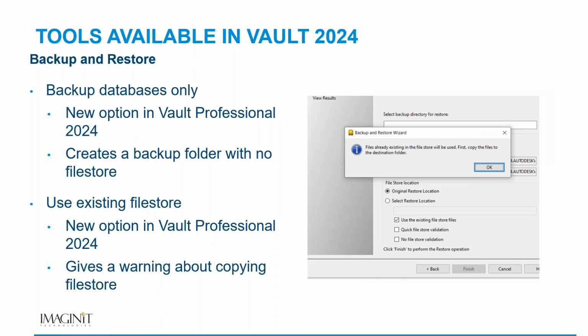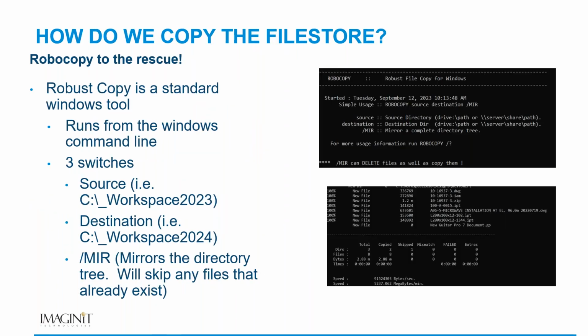So talk about copying the file store. How do you copy the file store? There's a tool called Robocopy. If you have not used it, it's a fantastic tool. It runs from the command line. And basically I can say we're going to copy, there are 3 switches that we can run this with. I'm going to copy from a particular source to a particular destination and /mir. It mirrors the directory tree.